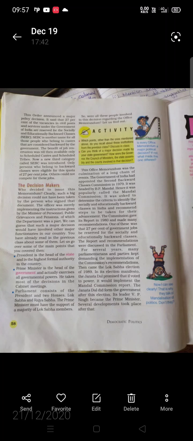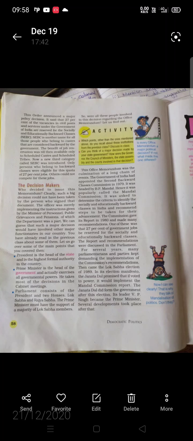Many parties and parliamentarians kept demanding the implementation of these recommendations. In the 1989 Lok Sabha election, the Janata Dal party promised that if they got a chance to form the government, they would implement the demands. Janata Dal formed the government and its leader VP Singh became the Prime Minister, and he took various measures to implement the commission's report.